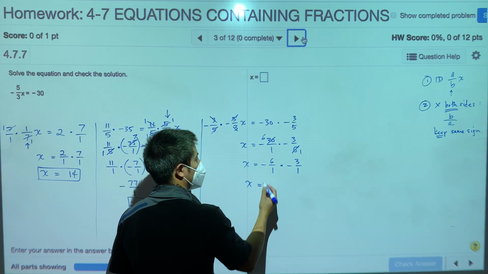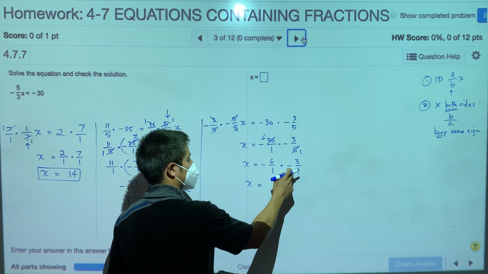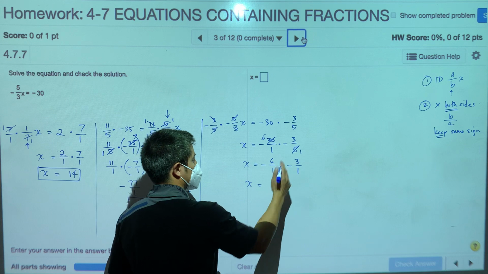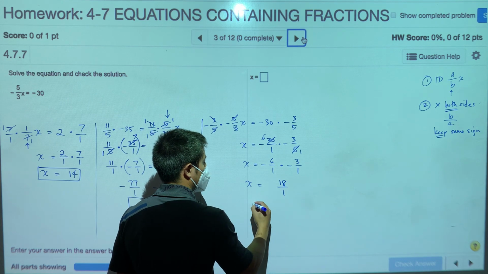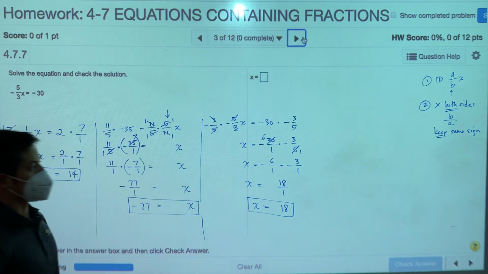X equals, what's a negative 6 over 1 times a negative 3 over 1? A negative times a negative is positive. 6 times 3 is 18 over 1, or simply positive 18. There it is.